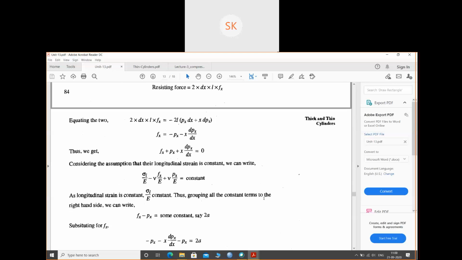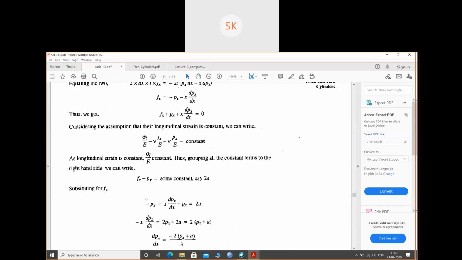Thus, grouping all the constant terms to the right hand side, we can write Fx minus Px. If we take this to this part, Fx will become positive and Px will become negative. E and the other terms are constant values, so we are neglecting that. So Fx minus Px equals some constant, say twice A. Substituting for Fx, we can substitute the Fx value from this part and Px from this part.